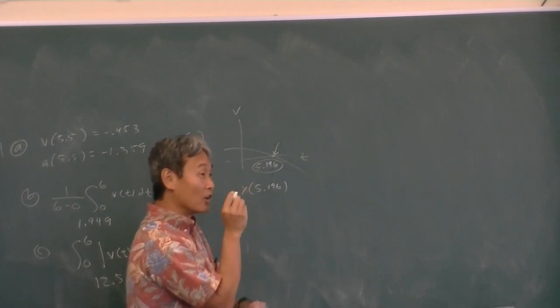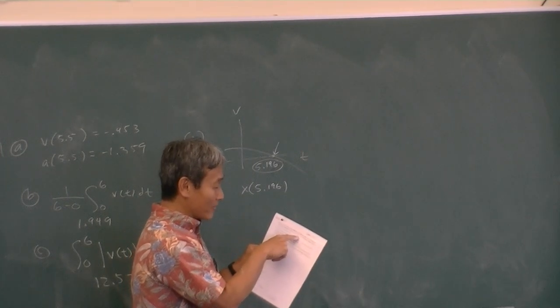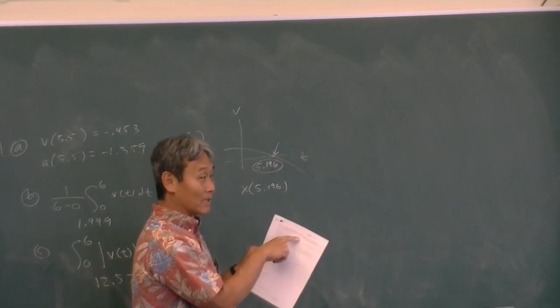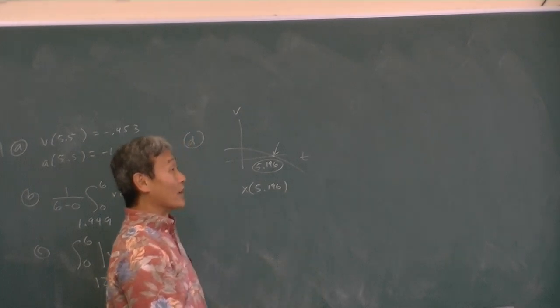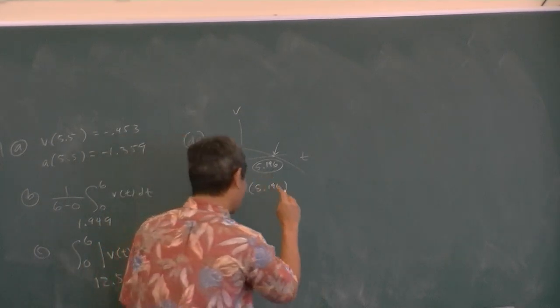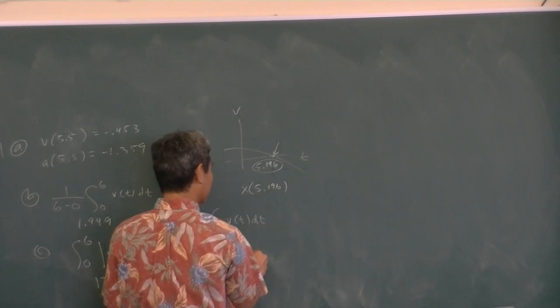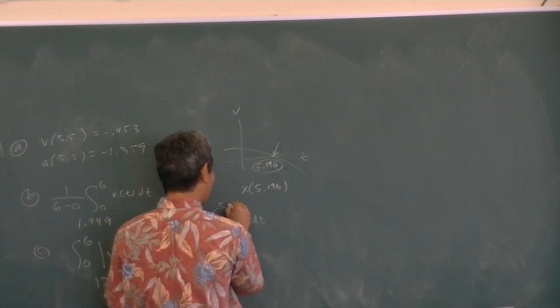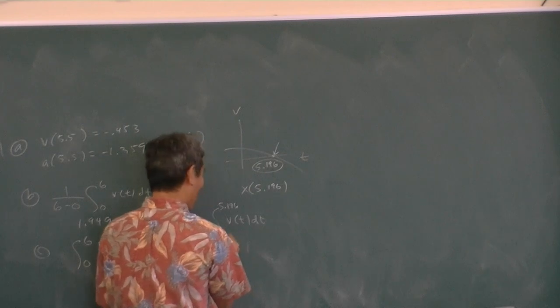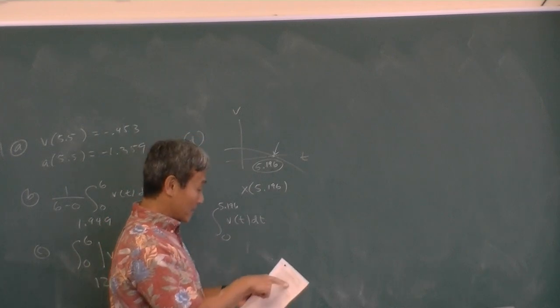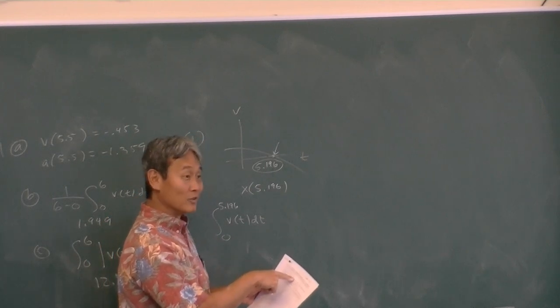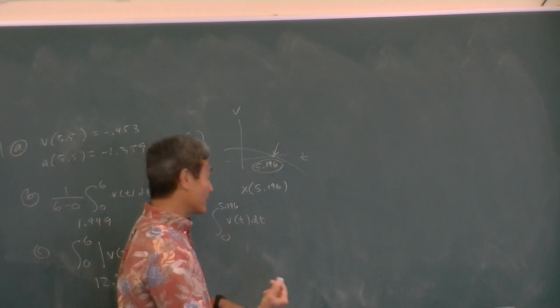Antiderivative, except you cannot find the antiderivative of that. Some of you thought you did, but believe me, you can't. So what do you do when you can't? You do code red. You integrate the velocity from something to 5.196. Zero. Why do you pick zero? Because they tell you x of 0 is 2. You have to use information that's given.